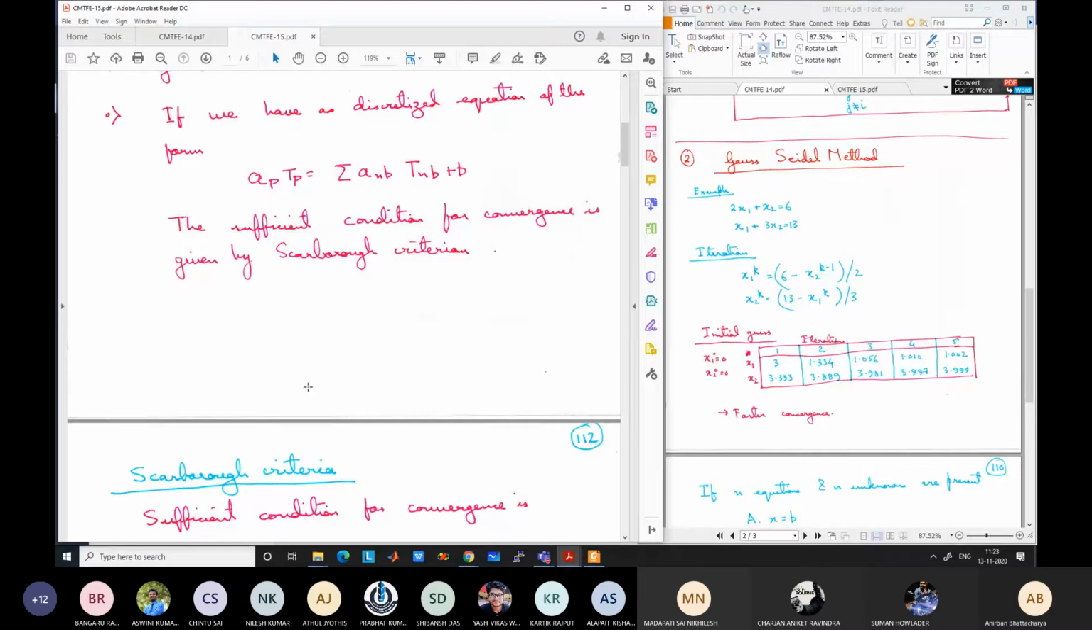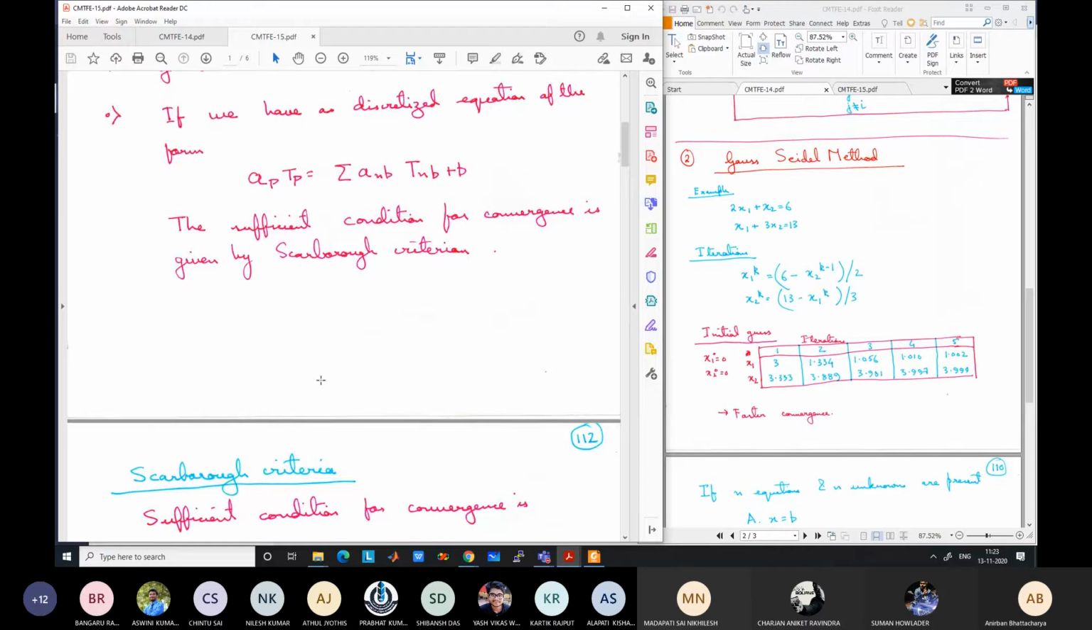That means without satisfying a necessary condition, convergence will 100% not occur. But if we satisfy a necessary condition, convergence may or may not occur. On the other hand, for a sufficient condition, if you do not satisfy it, still convergence may occur.